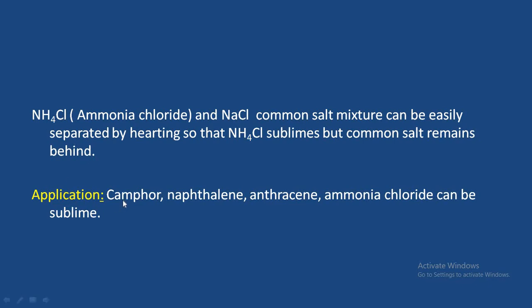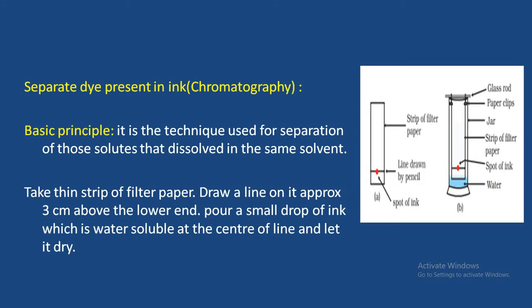Application: where is it used? It is used to separate camphor, naphthalene, anthracene. Ammonium chloride can be separated from a given mixture, which can easily sublime. These are the substances which can sublime, so we can apply this to separate camphor and naphthalene from the given mixture. It means they can sublime easily. And the next topic.